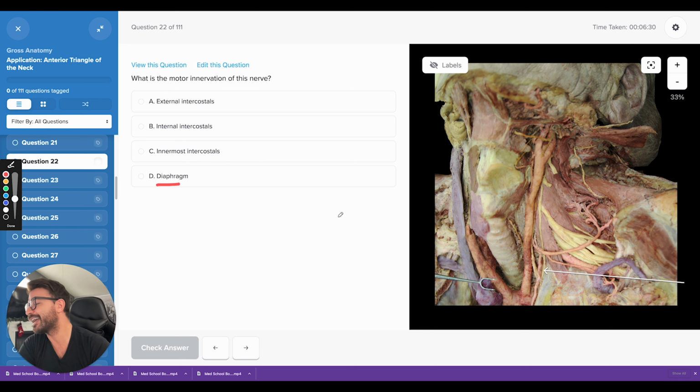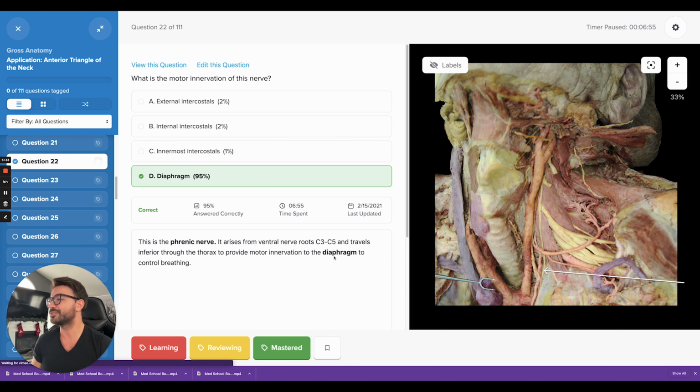And then the diaphragm. So the diaphragm is what's going to separate our thoracic cavity from our abdominal cavity. And it is the major driver for inhalation and expanding the volume of the thoracic cavity. So this phrenic nerve is going to go on to innervate the diaphragm and provide motor innervation to it. So let's lock that answer in. And that is the correct answer.